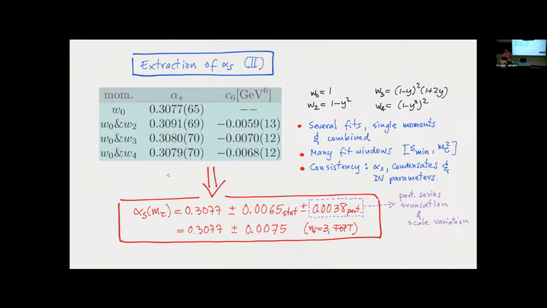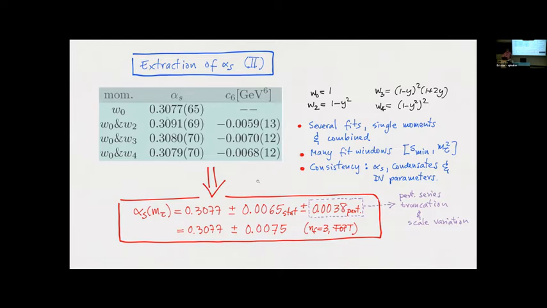Now, from this, we obtain this value for alpha S, okay? Where we have the statistical error given by this. And this here contains everything you can think of, like perturbative series truncation, scale variation, and even the effect of duality violations, which you can measure, for instance, from the difference between these two numbers or these numbers, okay?